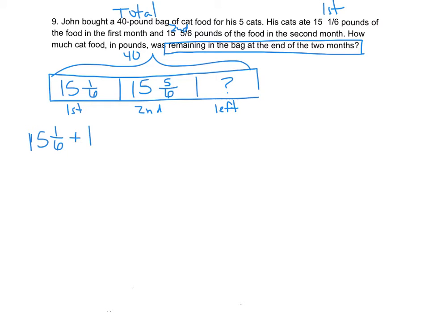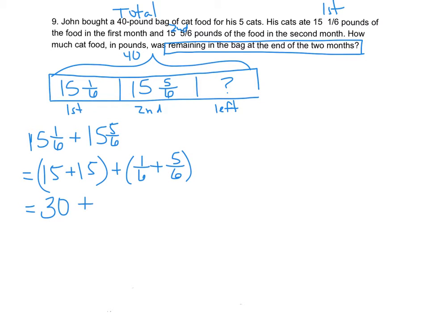1/6 plus 15 5/6. So I'm going to add my whole numbers, and then I'm going to add my fractions. So 15 plus 15, 30. And then I know my denominator is going to stay the same because it's 6 and 6. We love those. Don't have to do any extra work to get a common denominator and get a new numerator. So now I check my numerators. 1 plus 5 is 6. Well, I can rewrite that. 30 plus 6/6. Must be 1 whole. So 31, and this is what they ate in the first and second months.